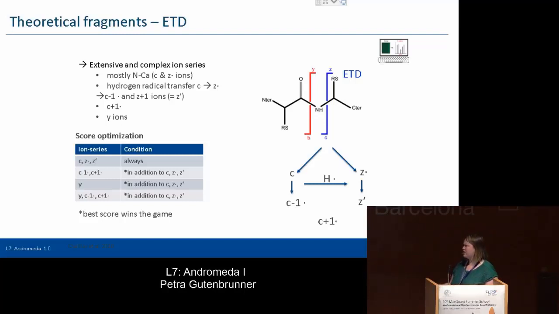We offer always C, Z, and C prime ions in the theoretical spectra, but then we try different combinations. Once we also add, in addition to this, the C minus 1, the C plus 1, do a scoring, and then compare the scoring to this version, and then we add once the Y, and then we combine all, and so we do some score optimization based on different combinations.